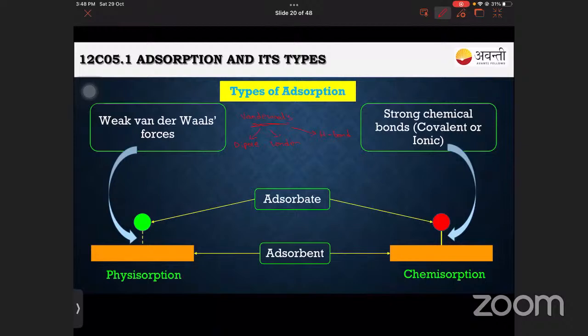Now coming back to types of adsorption, as you know, there are three types of van der Waals forces, that is dipole-dipole, induced dipole-dipole, and hydrogen bonding forces. Right? Now, when we compare these forces with ionic bonds or covalent bonds, which ones are stronger? Option A is van der Waals forces. Option B is ionic or covalent. Tell me in the chat, class, which bonds are stronger, van der Waals forces of attraction or ionic or covalent bonds?